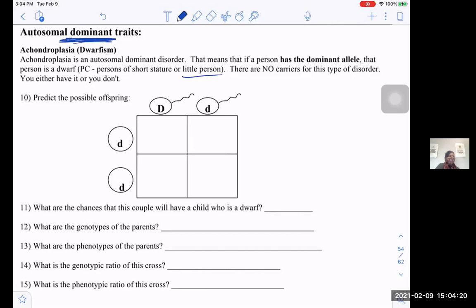So again, there's no carrier. You either have the disorder or you don't. So if these are our parents here, and this is dad, because I've added his sperm cells, and this is mom over here. Can you fill in the Punnett square and answer some questions about their potential offspring? So go ahead and fill this in. All the rules that applied from the first time we taught Punnett squares still apply.